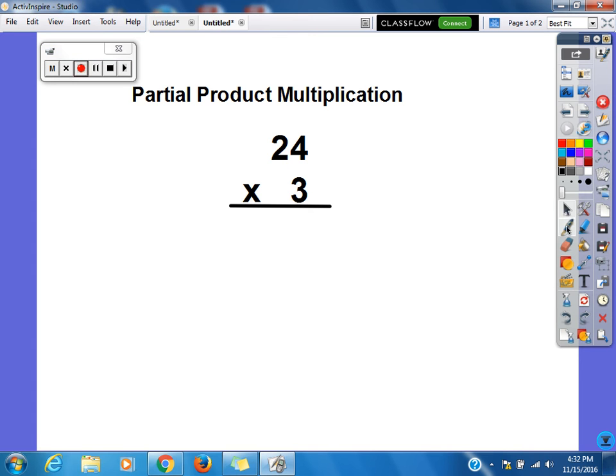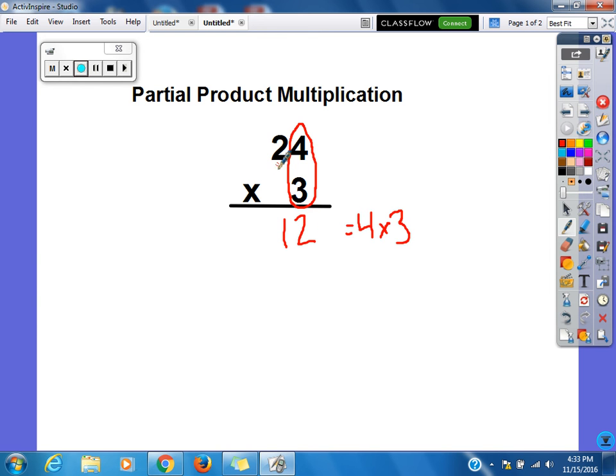And when we do partial product multiplication, we really focus on the place value of the numbers. So I look at this problem and I think, okay, first I have to multiply the numbers that are in the ones place. So I'm going to multiply 4 times 3. I'm going to put my equal sign over here so that when I know that 4 times 3 equals 12, I'm going to write that right underneath the existing problem.